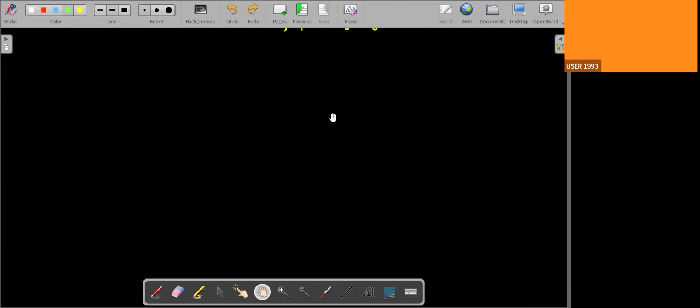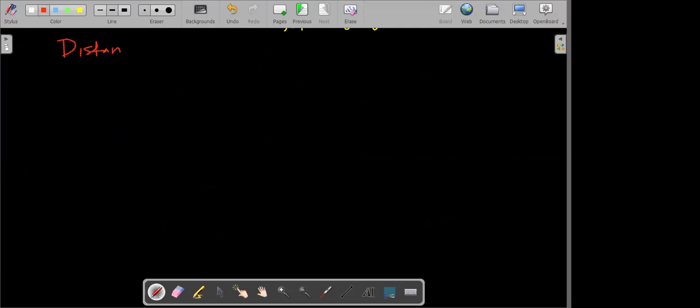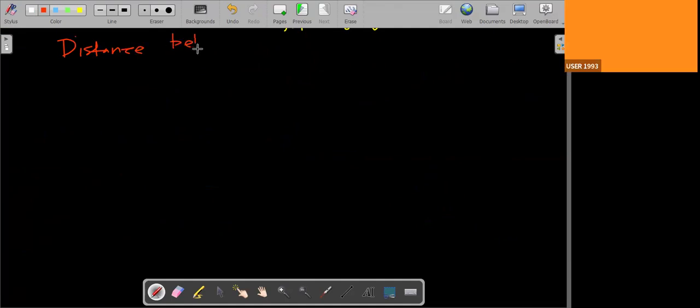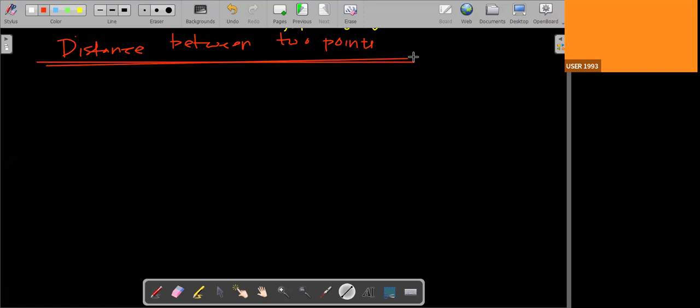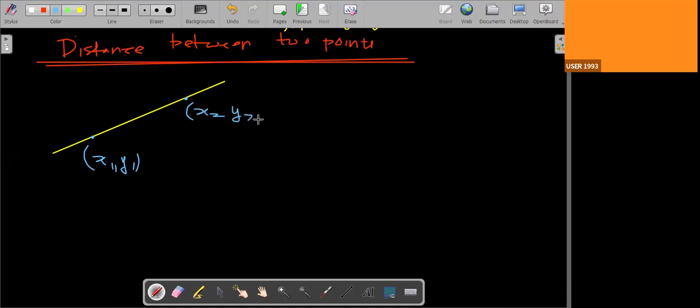The distance between two coordinates. You know how to find the gradient now? Yes. The distance between two points. Imagine you have a straight line and you know two coordinates, two points, and we are supposed to find the distance between them. Say x1, y1, and then x2, y2. We are supposed to find this distance, say d.